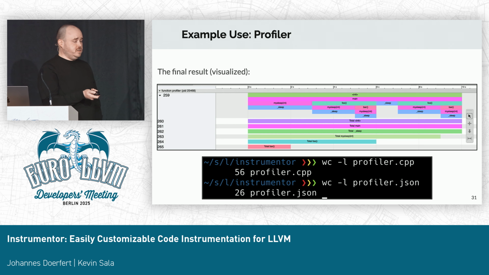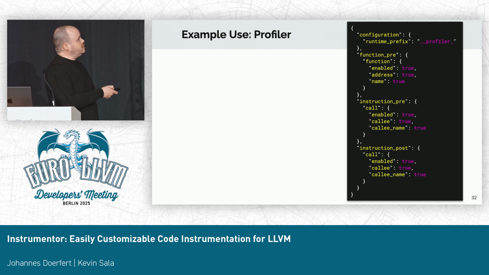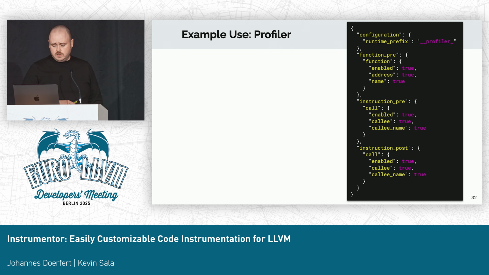And then we do not need any change on the compiler side. The instrumentation is done automatically by the Instrumentor pass, and we only have to provide it with a profiler.json that is like 26 lines of code. It's quite simple. I'm just showing here the JSON that we have used.